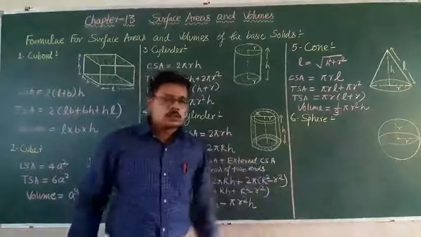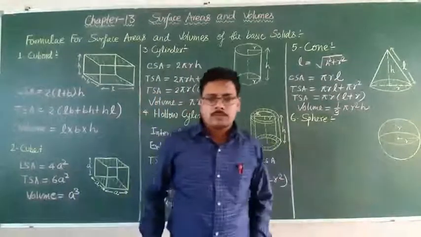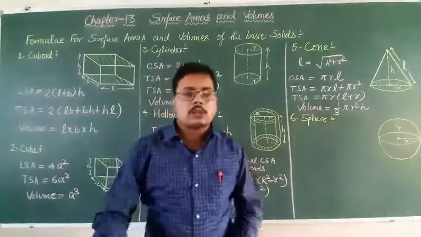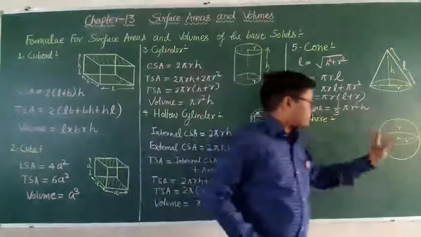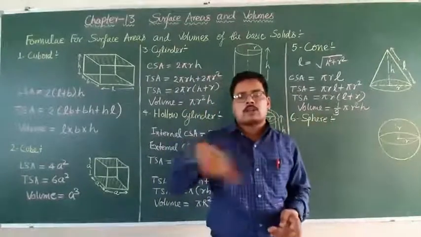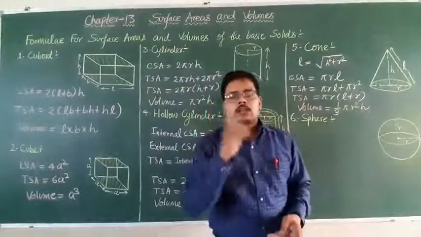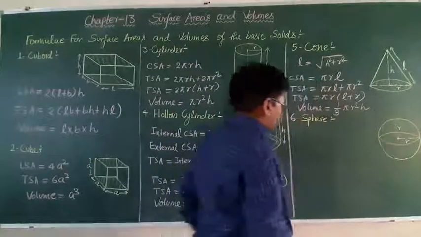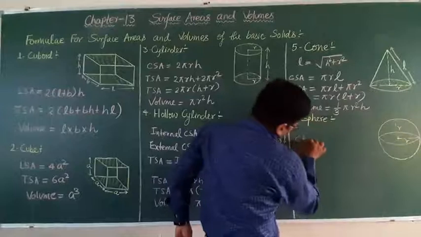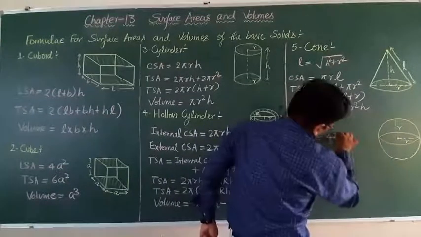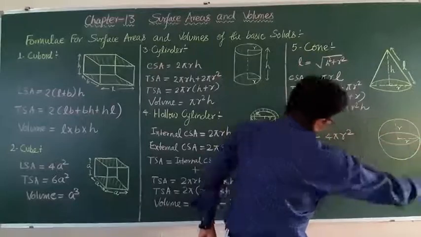Now the sixth solid is sphere. You know, sphere is a three-dimensional shape. Three-dimensional. So, and it is made by what? Circle. If you rotate any circle about an axis, then that is the sphere. And it has the radius, suppose the radius is r, then you can say that CSA of sphere is what? 4 pi r square.